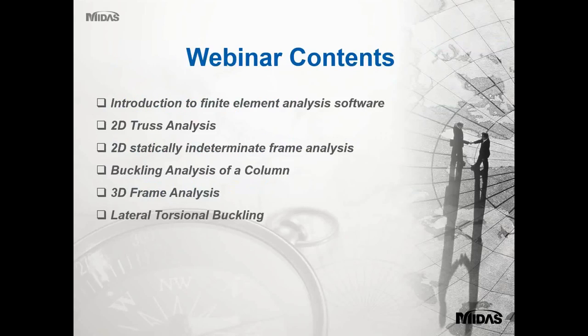Okay, so in today's webinar, we will be looking at the introduction to the finite element analysis software, basically how to do finite element analysis using the different steps involved in the software. And then we'll look at some simple examples like 2D truss, two-dimensional statically indeterminate frame, buckling analysis, and we'll also look at 3D structures, 3D frames, and then we'll go towards lateral torsion buckling of a beam.